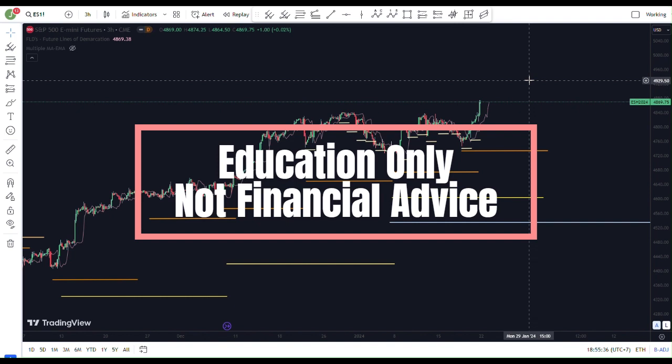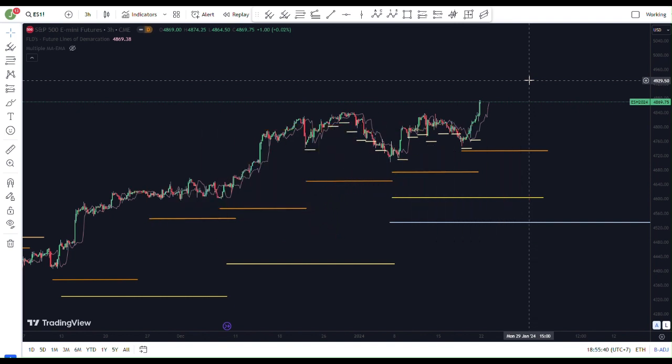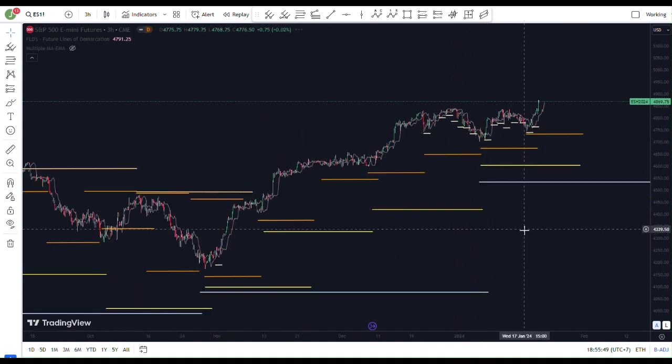So we're currently looking at the E-mini futures on the 3-hour chart. I have some time cycles on here as well as the 8 FLD. I'm going to zoom out for a moment.